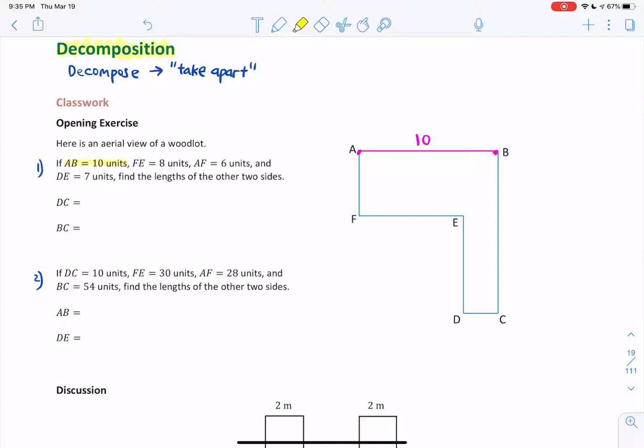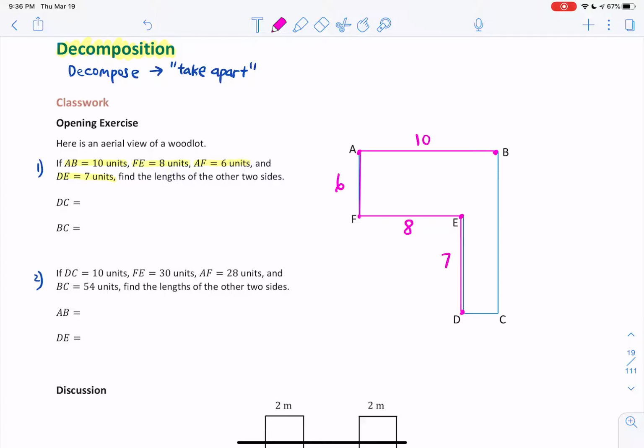The next piece of information is FE equals 8 units. FE is this line segment that connects points F and E, so I'm going to label that as 8. Then we have AF equals 6. That would be this line segment that connects points A and F. It equals 6. And then they finally give me DE equals 7. D, E's already marked, and I'm just going to connect those, and that is going to be a length of 7.